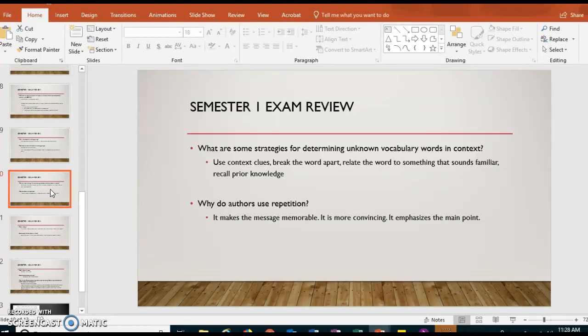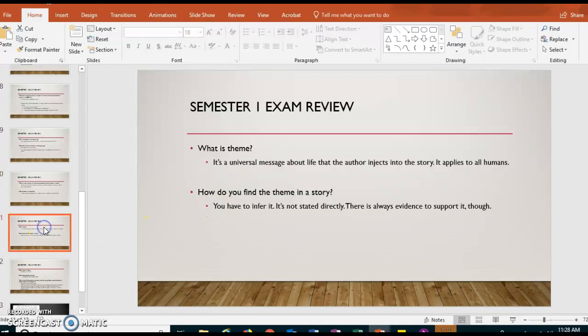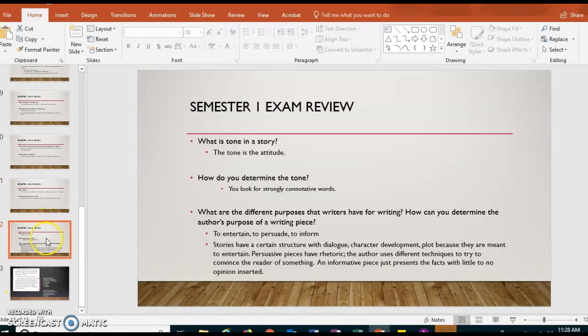And then what are some strategies to determine unknown words in context? Basically looking at all of the words around it in the sentence, you're using context clues. If there's a vocabulary word you don't understand, usually you can figure out what it means by looking at the words around it. So those context clues are really important. Theme is the universal message that applies to pretty much everything. And a lot of times you have to infer it again. It's not directly stated, but there's always evidence to support theme, right?